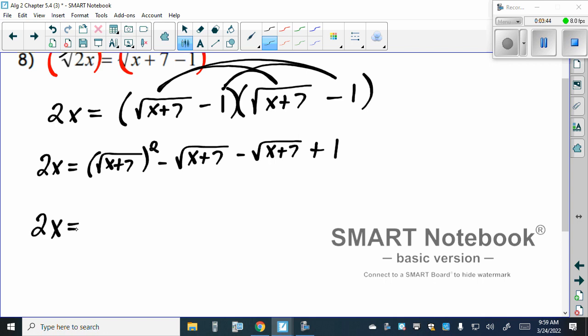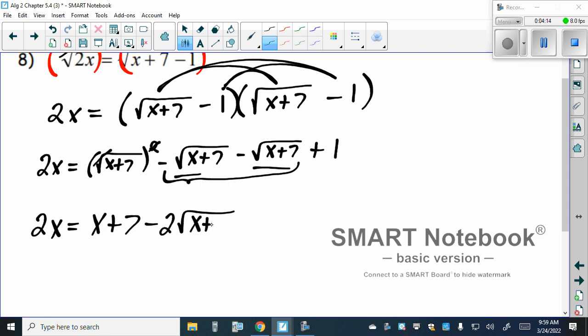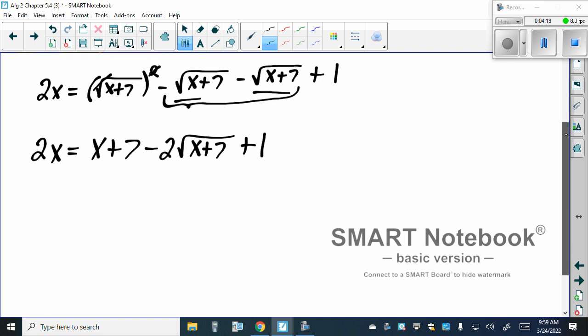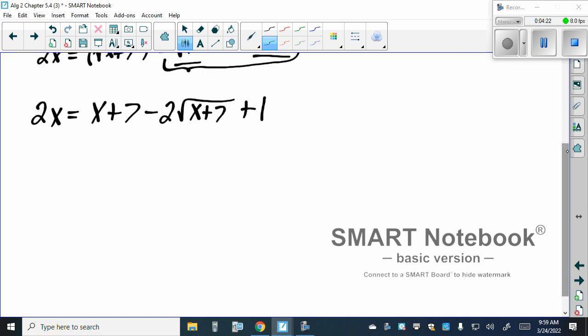Well, here we would have 2x. Now, as we said, the square root and square here will cancel out, leaving us with x plus 7. Negative square root of x plus 7 minus square root of x plus 7. Well, these are both the same radical, yes? So we can subtract the numbers in front of it. So negative 1 minus 1 is negative 2 square root of... any questions on how we got to this point here?